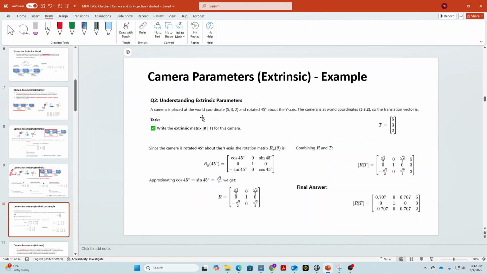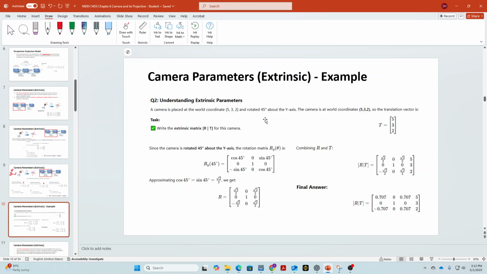So let's just understand a bit on the example. Okay, for the extrinsic parameter, we just look at the question here. A camera is placed at the world coordinate (5, 3, 2) and rotated 45 degrees about the y-axis. So this is the y-axis, and the camera is at world coordinate (5, 3, 2). We need to find the rotation, which is 45 degrees.